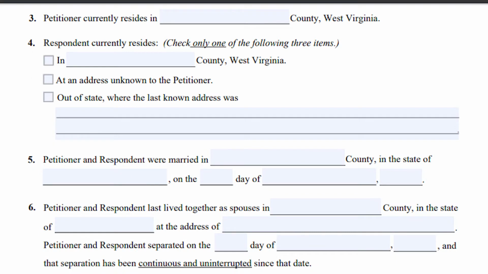Question 5 goes into where the two of you were married. You want to state the county, and you want to make sure that you are correct on the date as well. You'll probably be surprised by how many people either get the date wrong or forget to put the date, but it is important as you will need to provide your marriage license as well.